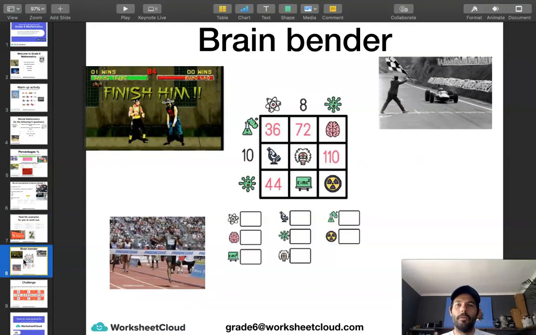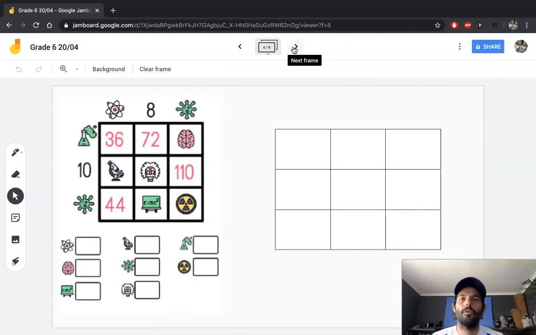Okay, there's your brain bender for today. We're almost there. This is your last activity, and the challenge, the 24 challenge, you know that you guys do by yourselves at home. So go ahead and work this one out. Guys, well done working through that brain bender. I'm hoping that you continue to challenge someone at home.